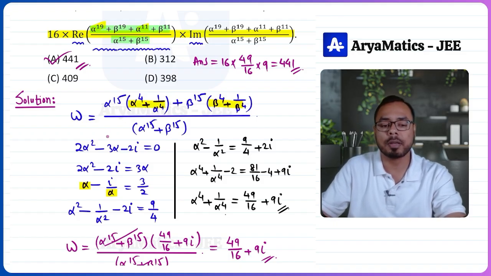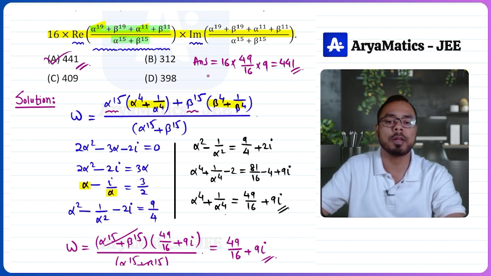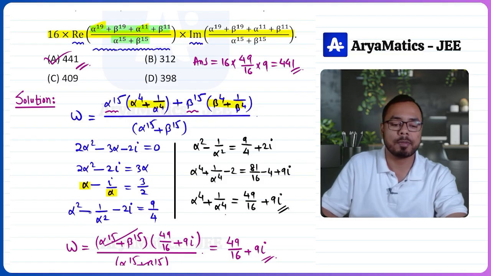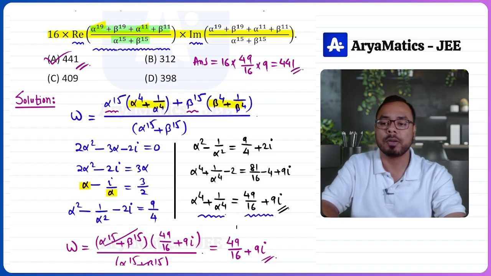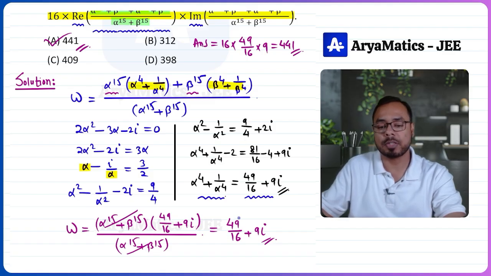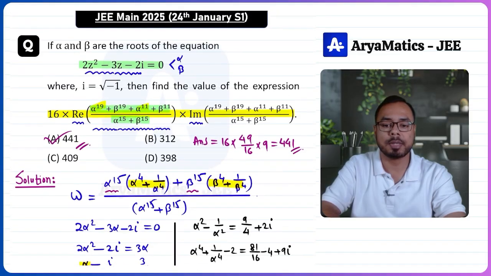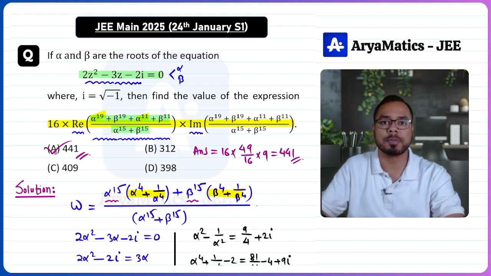So this was a problem where it was important to take alpha raised to 15 and beta raised to 15 common. And then from the given equation, first we need to calculate alpha square minus 1 by alpha square. And then again you have to square that one to create this term alpha raised to 4 plus beta raised to 4. Once we had values of this term, we calculated omega. Omega was 49 by 16 plus 9 iota. So the real part will be 49 by 16, and the imaginary part will be 9. After calculation, we'll get 441, and hence the correct answer for this problem will be the first option.